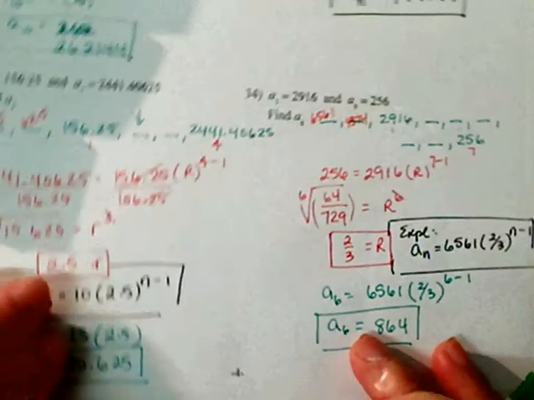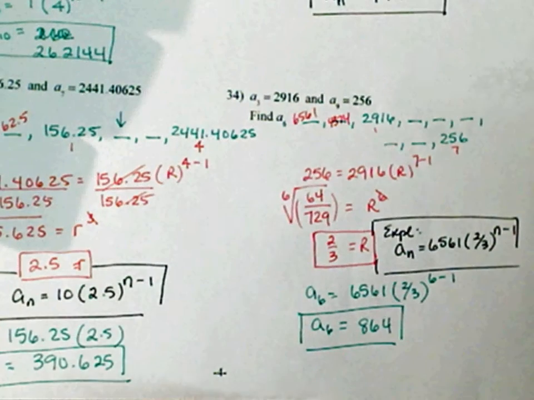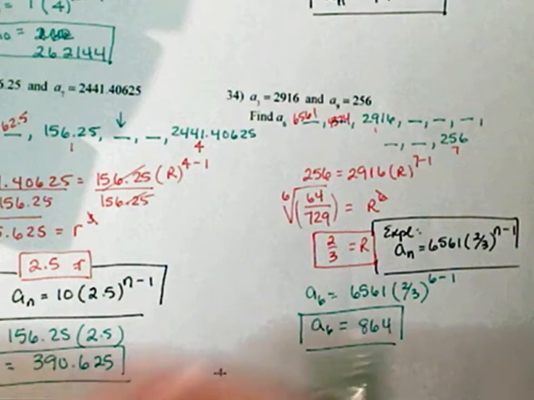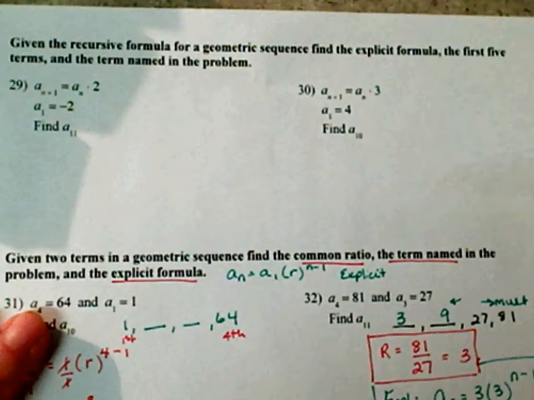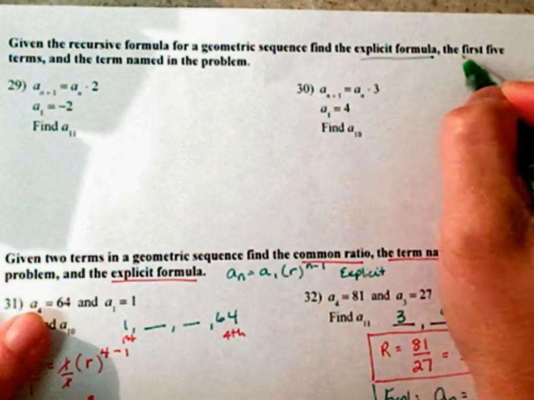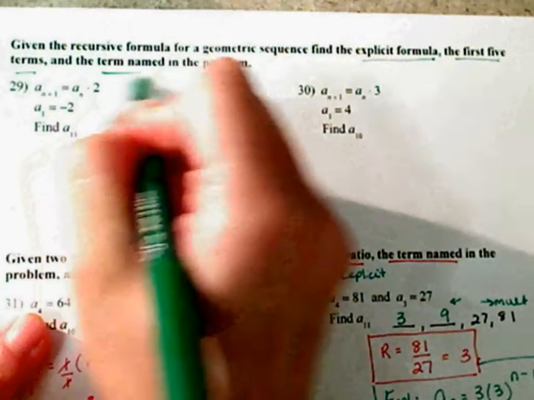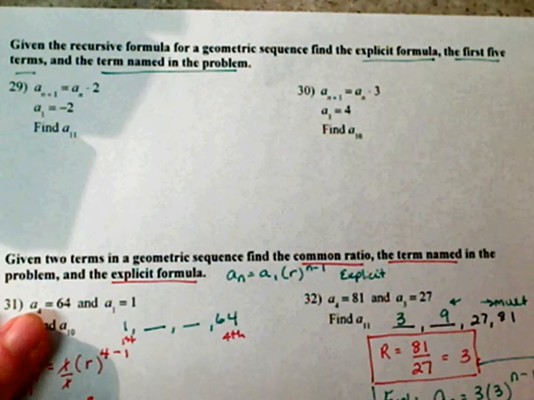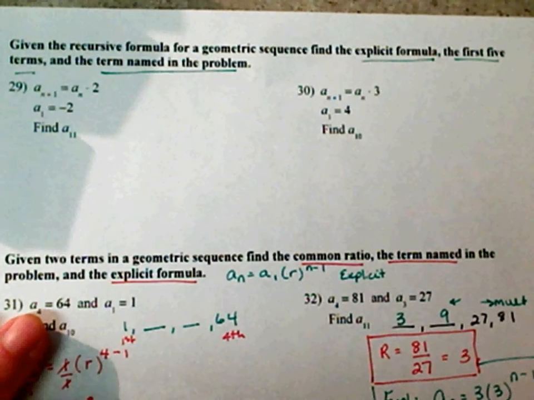Okay. Make sure you read the directions, please. Because on 29 through 30, if you'll look, I'm going to take a step back. What did it ask you to find? Explicit formula, the first 5 terms, and the term name. So those are 3 things that you have to find. So please, please, please read your directions when you take this test. Thank you.